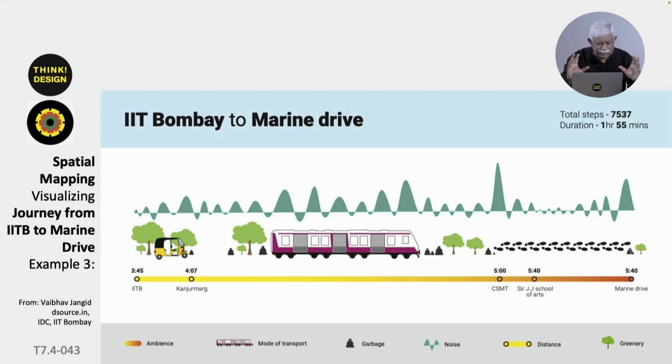Okay, so these are different aspects that you actually can map on a given space. Okay, and he's also counted the number of steps he's taken. That's 7537, and it took him a duration of about 1 hour 55 minutes. Okay, so very simple to show a journey from one place to another, spatially mapped out.